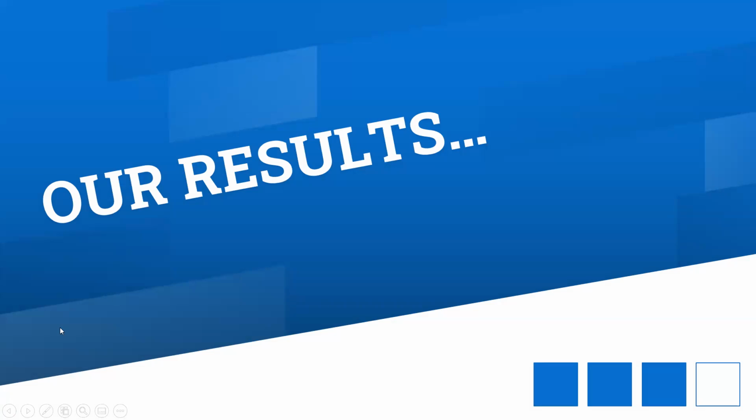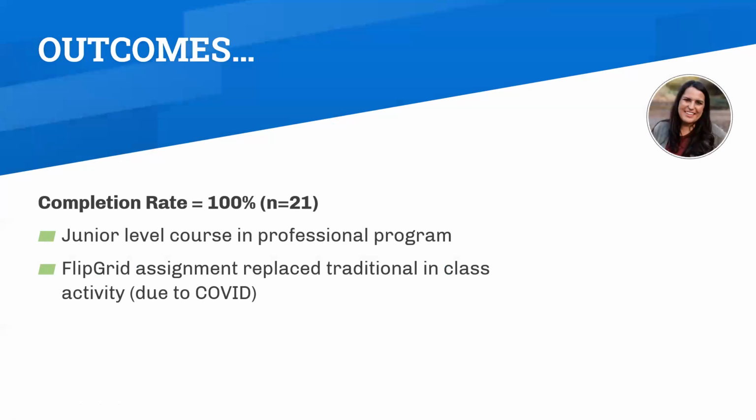Okay. So these are the results of some in-class evaluation that we did. I'll talk about mine first, just a little snapshot. I had 21 students in this particular class, and I had a 100% completion rate of my survey. To keep in mind, these are junior level students in a professional program, so they are high level students. And this was using that share your strengths idea that I gave you. So it replaced that traditional class activity due to COVID.